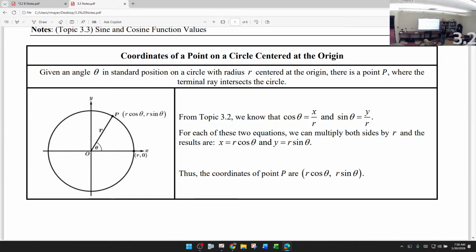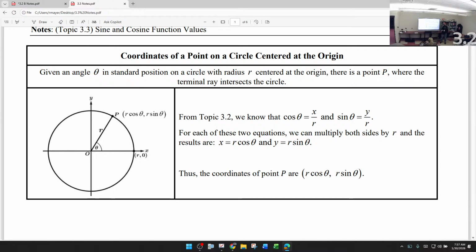From topic 3-2, we know that cosine is adjacent over hypotenuse. Instead of saying adjacent and hypotenuse, they're going to say x, because your adjacent is always going to be x, and your hypotenuse is going to be r, which is the radius. They're switching it a little bit on you, but it's nothing you don't know already. x over r is the same thing as adjacent over hypotenuse, and y over r is the same thing as opposite over hypotenuse. They change the hypotenuse to r because it's the radius of the circle.